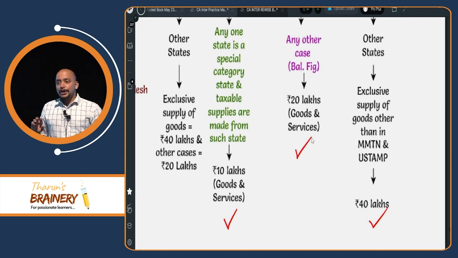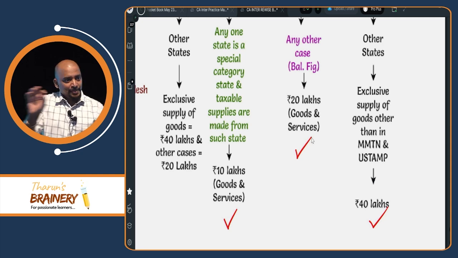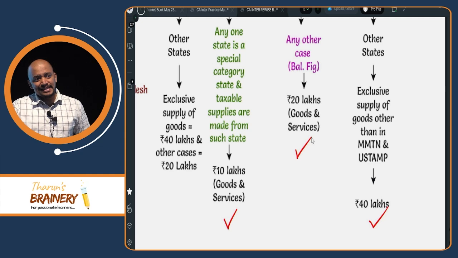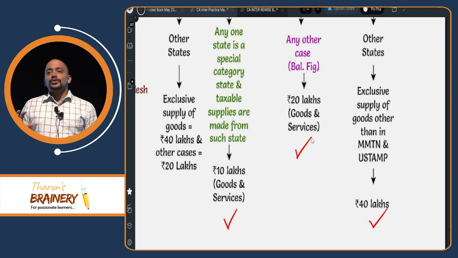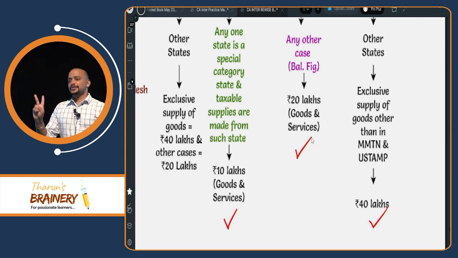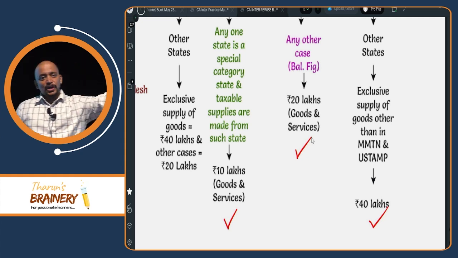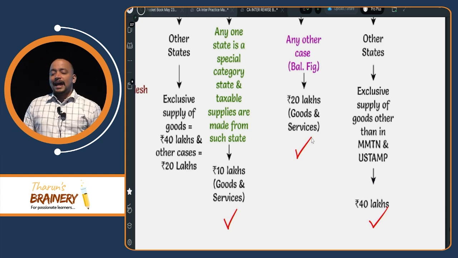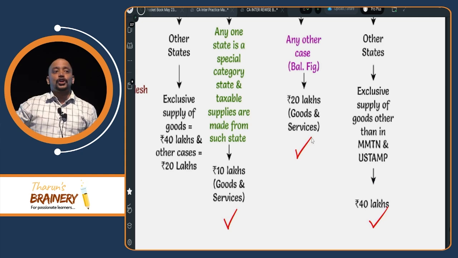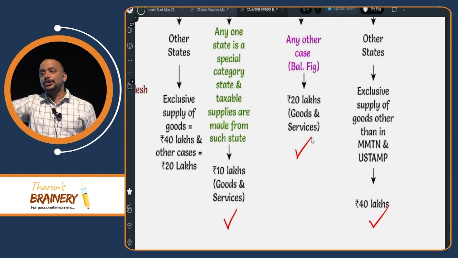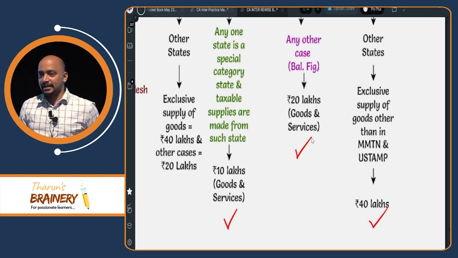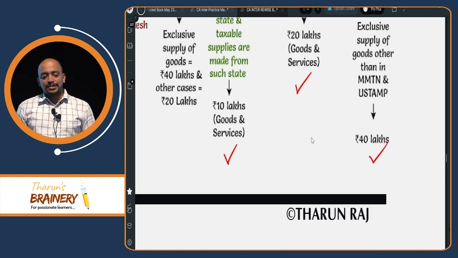Now concentrate. You are doing business in multiple states. One state is Sikkim. Now you are exclusively engaged in supply of goods. What will be the limit? 20 lakhs. First point, 10 lakhs will not come because it is not MMTN. And the last point will not come because one state also should not be in MMTN, but Sikkim is in MMTN. Therefore, 40 lakhs limit will not come, only the balancing figure, that is 20 lakhs. Understood? So can you tell me this alone once again?